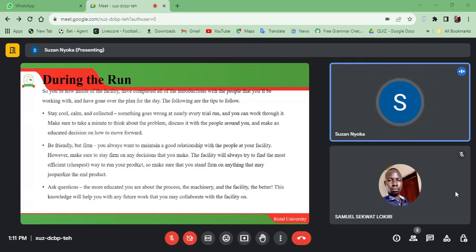Make sure that you stand firm on anything that jeopardizes the end product, anything that will change the quality or that will change your end product. Stand firm to the idea, to whatever you want, but be friendly and be calm. Then make sure you ask questions. The more educated you are about the processes, the machineries, and the rest, this knowledge will help you in the future.